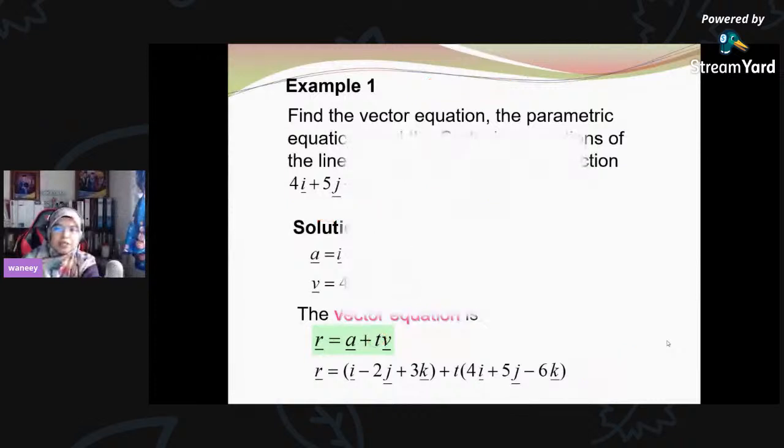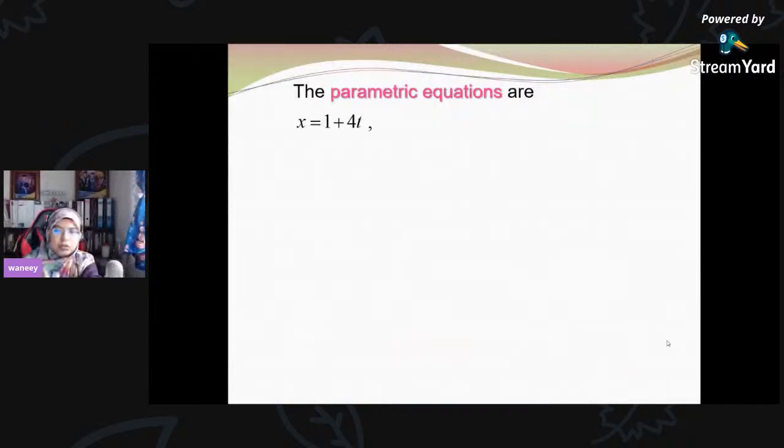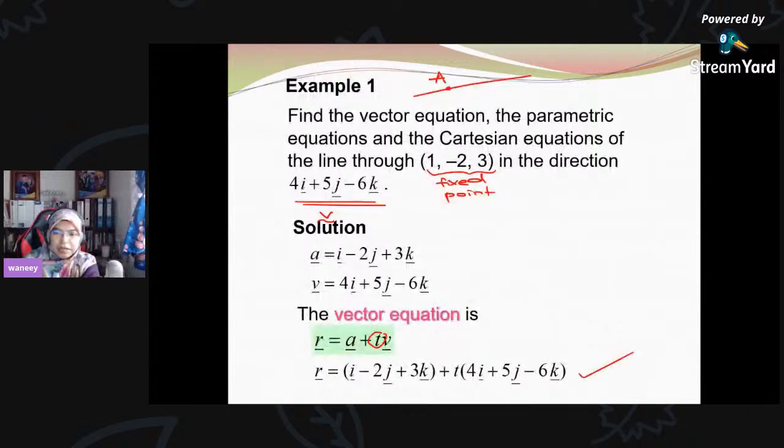Okay, let us proceed. Before this we have, let me go back to here, i minus 2j plus 3k plus t(4i plus 5j minus 6k). So before I jump there, I'd better change it first. Okay, so this is xi plus yj plus zk.